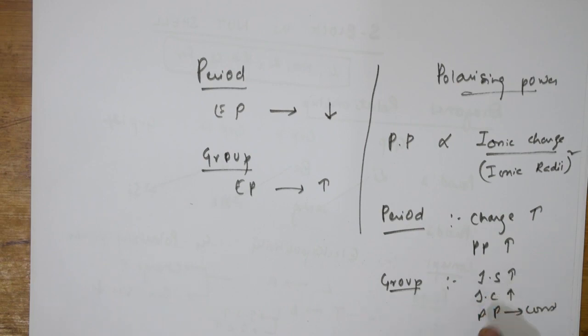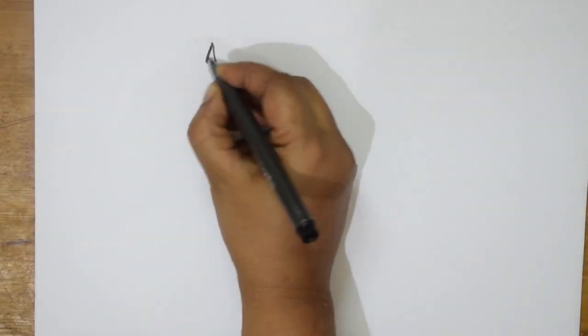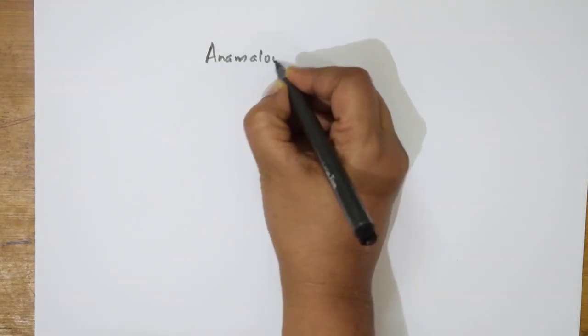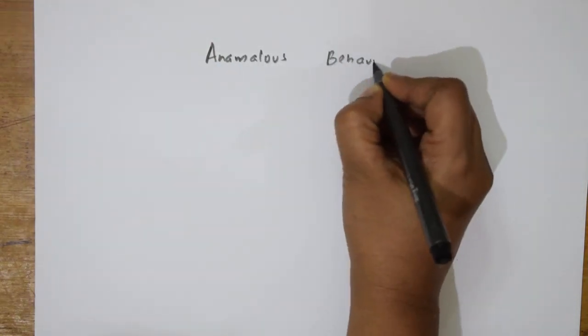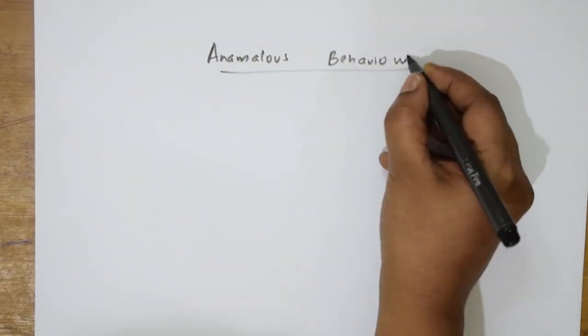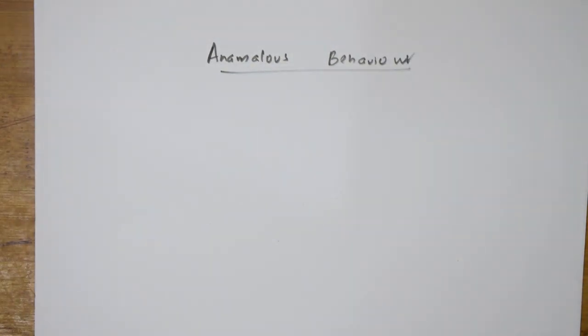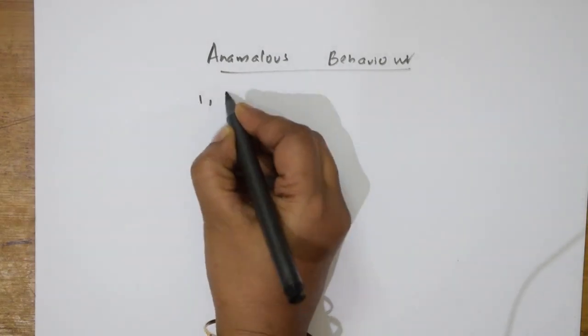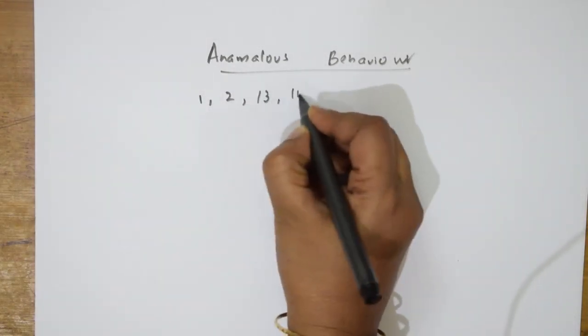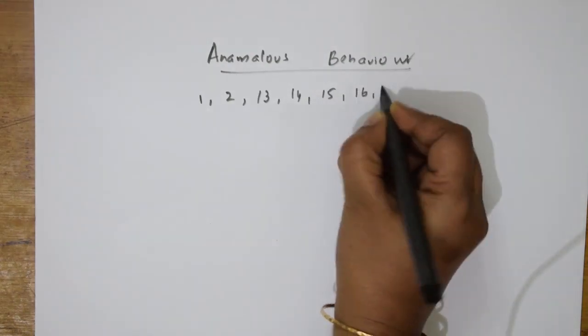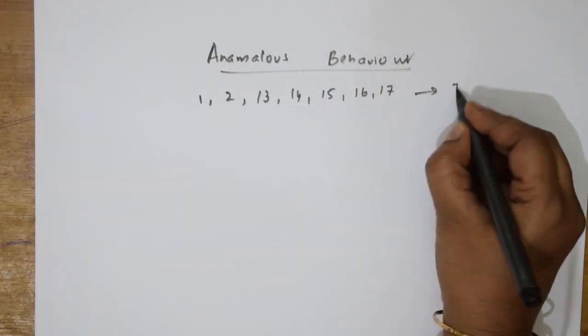Remember this, right? So the next important concept which you should remember is anomalous behavior of elements. You're going to study anomalous behavior of the first element of the groups. The first element of group 1, group 2, group 13, group 14, group 15, group 16 and group 17 are all going to show anomalous behavior.